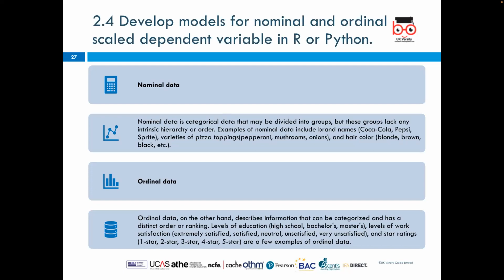Ordinal data, on the other hand, describes information that can be categorized and has a distinct order or ranking. Levels of education, which is high school, bachelor's, master's. Levels of work satisfaction, which is extremely satisfied, satisfied, neutral, unsatisfied, very unsatisfied. And star ratings, which is 1 star, 2 star, 3 star, 4 star, 5 star, are a few examples of ordinal data.